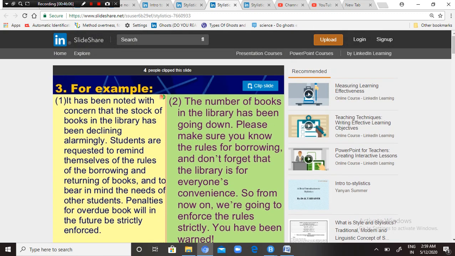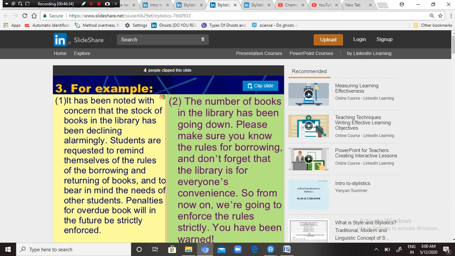This is the example. It has been noted with concern that the stock of books in the library has been declined, and students are requested to remind themselves of the rules of borrowing and returning books and to bear in mind the needs of the other students. Penalties for overdue books will in the future be strictly enforced.